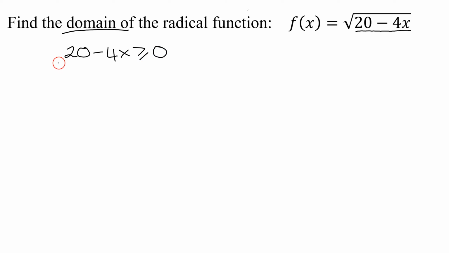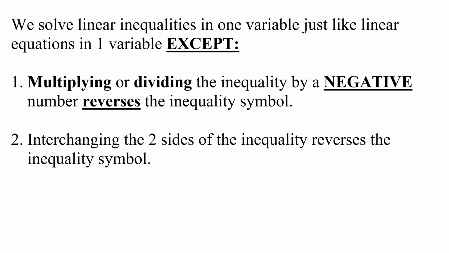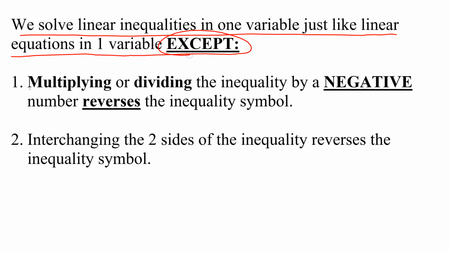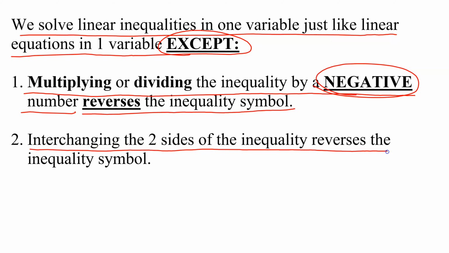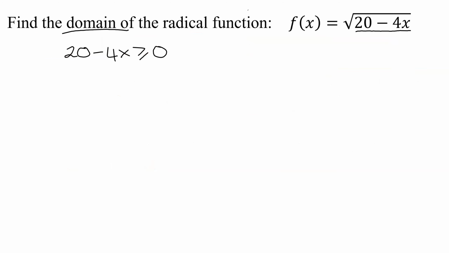So now I have an inequality here. What type of inequality is it? What's the degree on the x? It's a 1, so it's a linear inequality. And let's look at the rules for solving linear inequalities. We solve them just like a linear equation in one variable, except if you multiply or divide the inequality by a negative number, notice negative, it reverses the inequality symbol. The other one is if you interchange the two sides of the inequality, it reverses it. So we need to remember that when we solve our little linear inequality here.